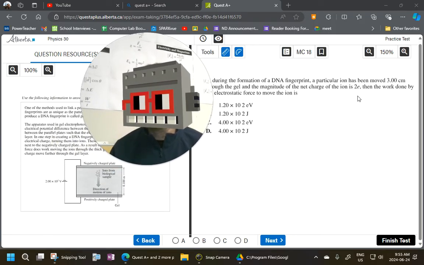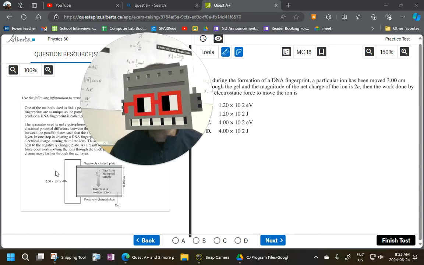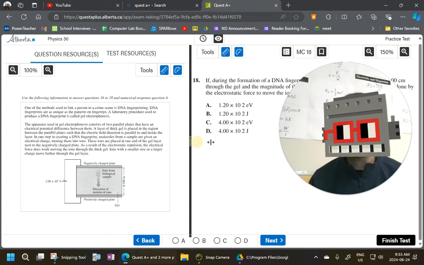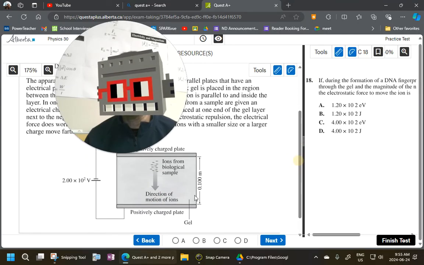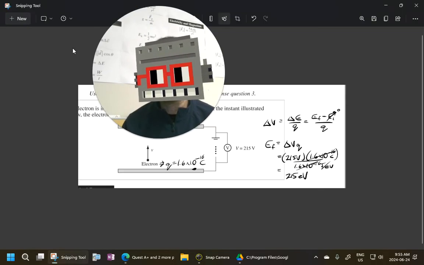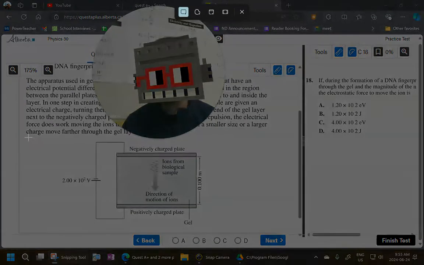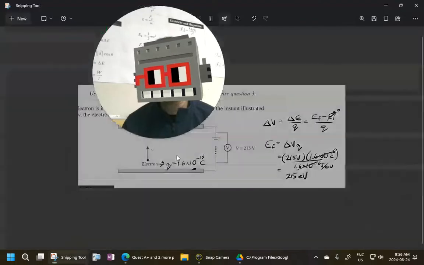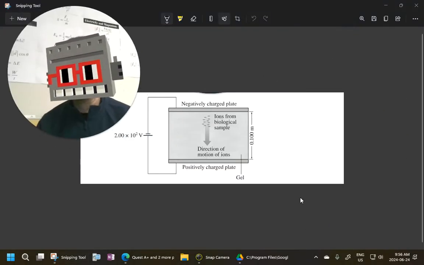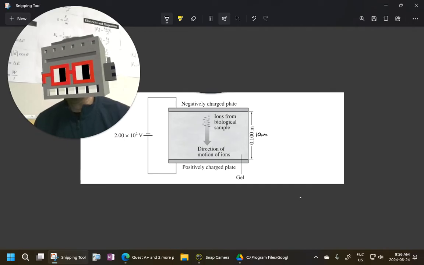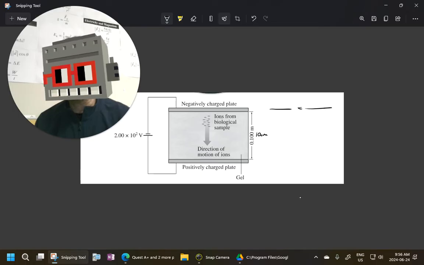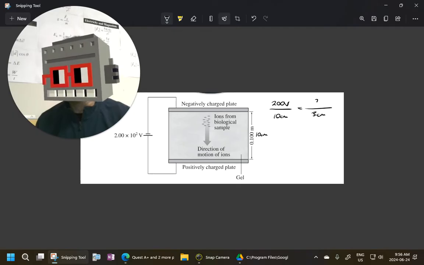So this is a good question because this 200 volts that they have here is for the whole distance, right? But we're only moving 3 centimeters, not 10 centimeters. So let me just snip this and I'll show you what I mean again. And then we can figure out that work done. Okay, so this number, this 200 volts, corresponds to the 10 centimeters, right? So we're gonna have to do like a proportional reasoning here. So if 10 centimeters is 200 volts, then how much is 3 centimeters, right?